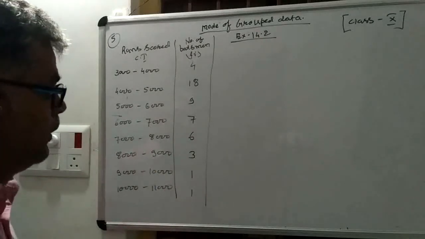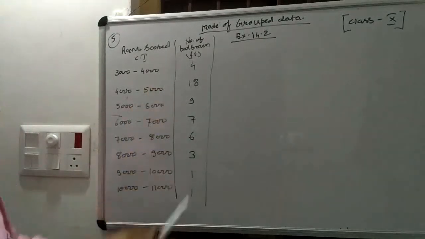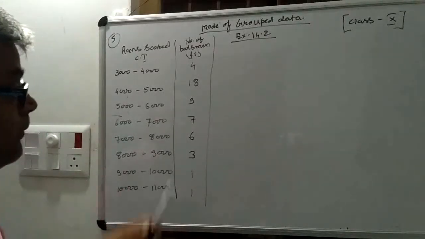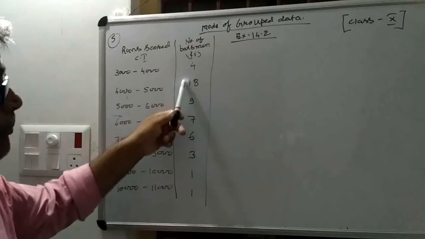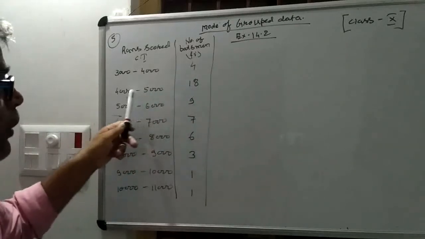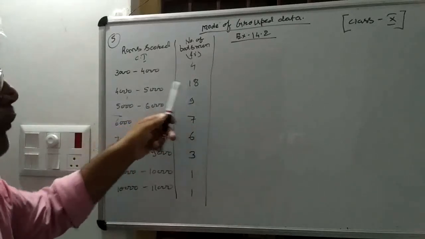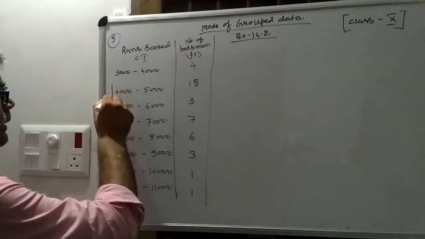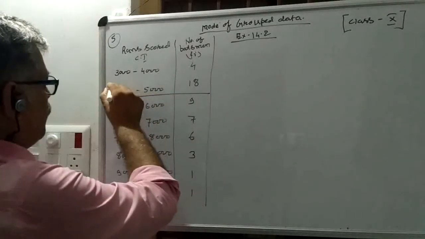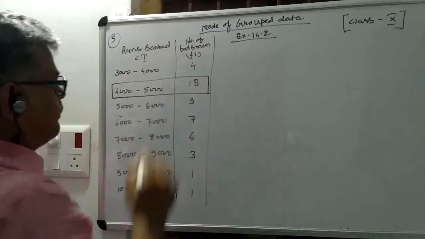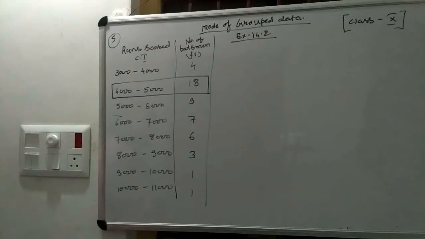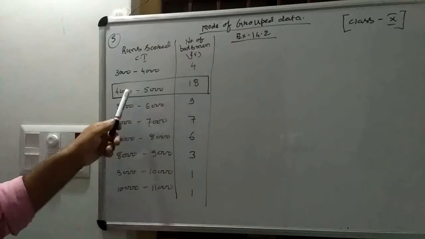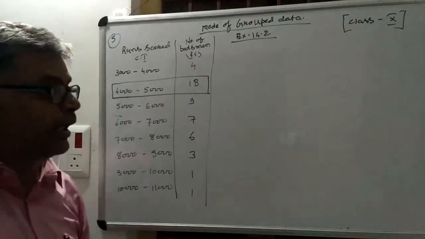So now when we look at the frequency distribution table, we get 18 as the maximum frequency. So the corresponding class interval will be your modal class interval, which is 4,000 to 5,000. I have highlighted it, because 18 is the maximum frequency, so the corresponding class will be the modal class.